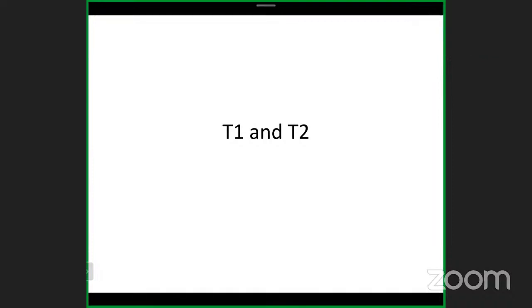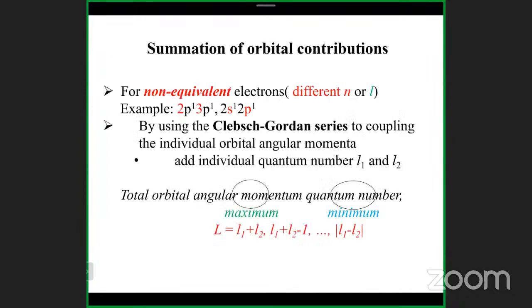Baik, kita lihat T1 dan T2 dahulu. Ya, jadi kita harus sum up. We have to sum up. Okay, before that, when we talk about many atoms, we will be talking about two types of calculation or determination. One is for different electrons or non-equivalent electrons.